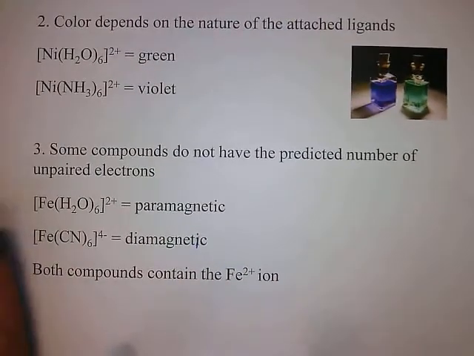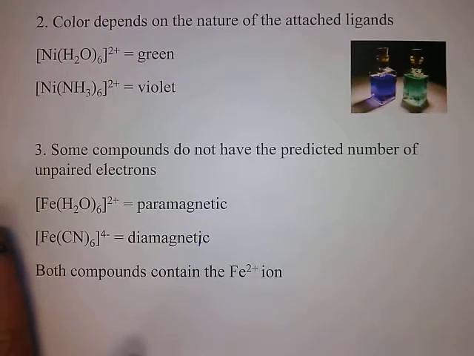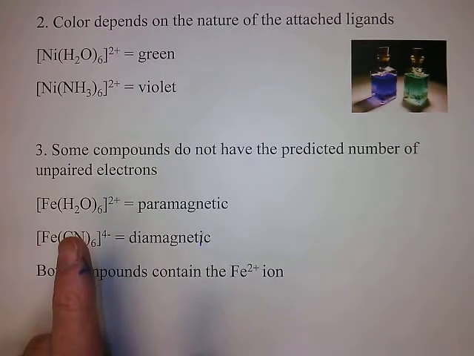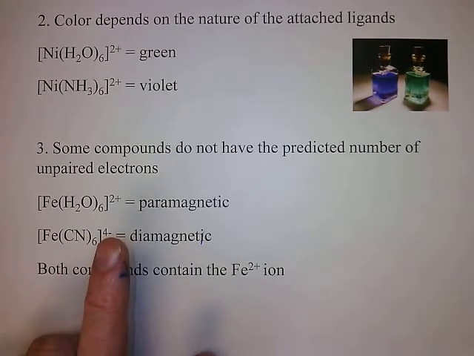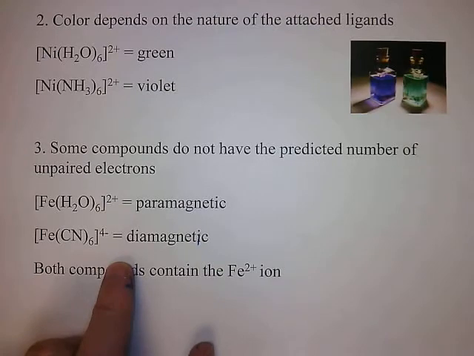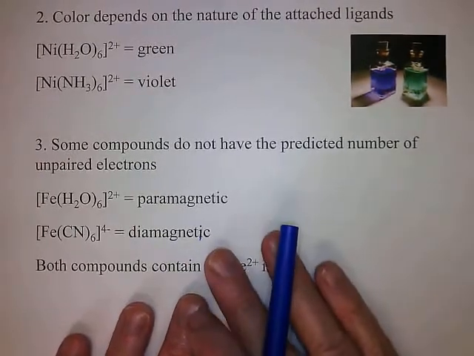The third thing is that some compounds do not have the predicted number of unpaired electrons. For example, if we look at two complex ions, both of which contain iron 2, the hexaaqua ion is paramagnetic. And yet the ferrocyanide ion is diamagnetic. And you say, wait a minute, how can that be?